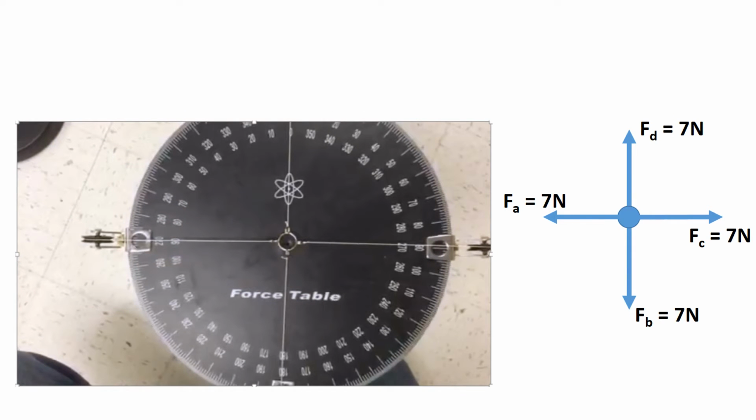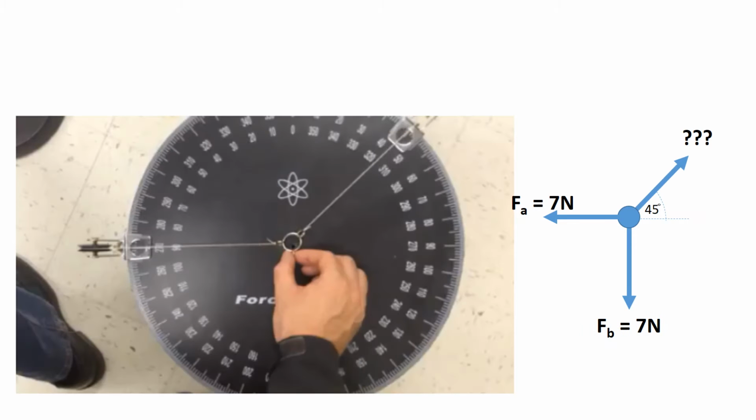Now that we know how the force table works, let's look at a situation with a diagonal force. We're going to have two forces. We have two pulleys, one down and one to the left, and they're both pulling with 7 newtons of force. Then we have another one at a specific angle, 45 degrees from the horizontal. This force is unknown, and the question is how much force we need at this angle in order to balance these two forces.